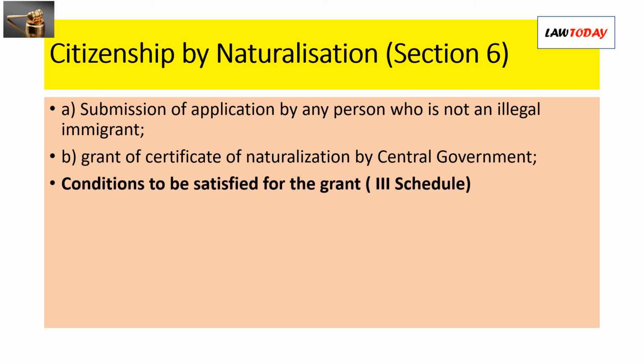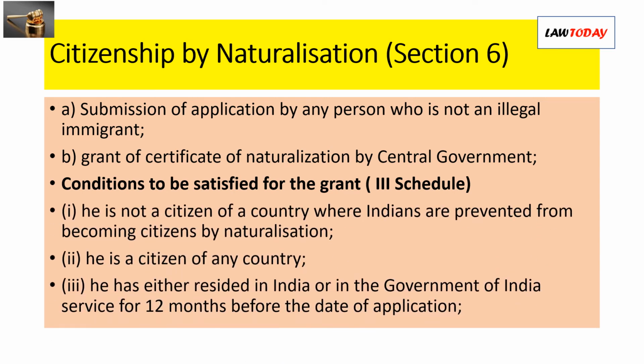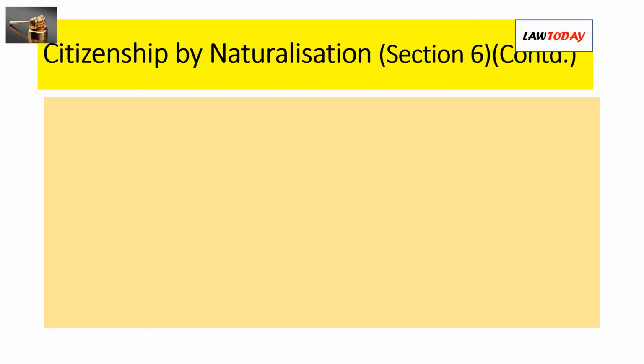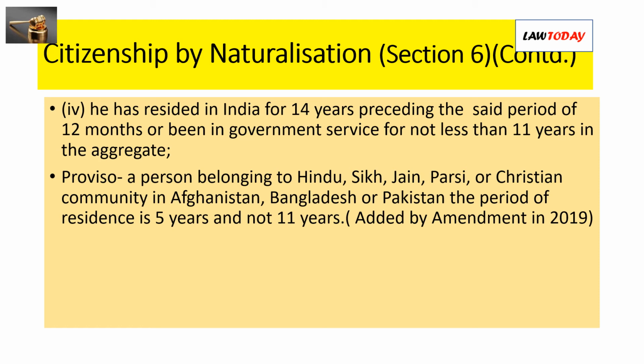third schedule. Let us now consider the various conditions laid down in third schedule to the Act. Firstly, that he is not a subject or citizen of any country where Indian citizens are prevented from becoming citizens by naturalization. Next, if he is a citizen of any country. Next, he has either resided in India or been in the service of Government of India throughout the period of 12 months immediately preceding the date of application. The next condition is that during the 14 years immediately preceding the said period of 12 months, he has either resided in India or been in the service of Government of India for periods amounting in the aggregate not less than 11 years.